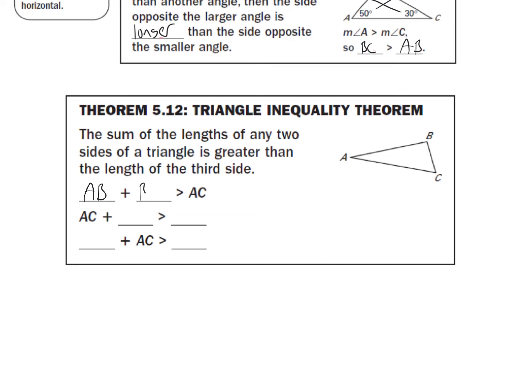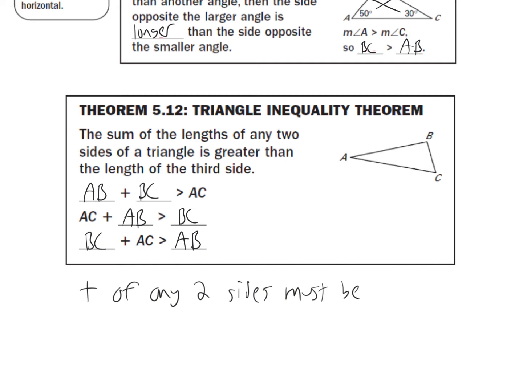AB plus BC is greater than AC. AC plus AB is greater than BC. And BC plus AC is greater than AB. So we're going to put sum, and let's put addition. Sum of any two sides must be larger than third side.